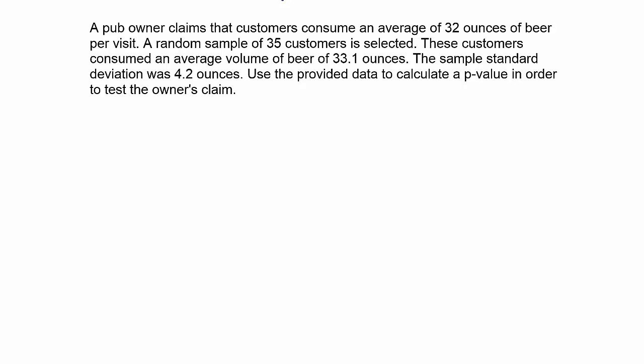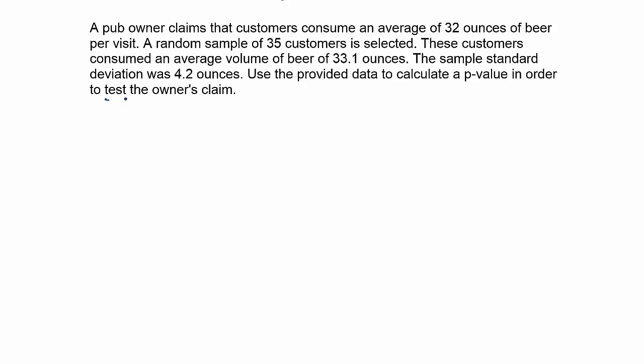A pub owner claims that customers consume an average of 32 ounces of beer per visit. A random sample of 35 customers is selected. These customers consumed an average volume of beer of 33.1 ounces. The sample standard deviation was 4.2 ounces. Use the provided data to calculate a p-value in order to test the owner's claim.